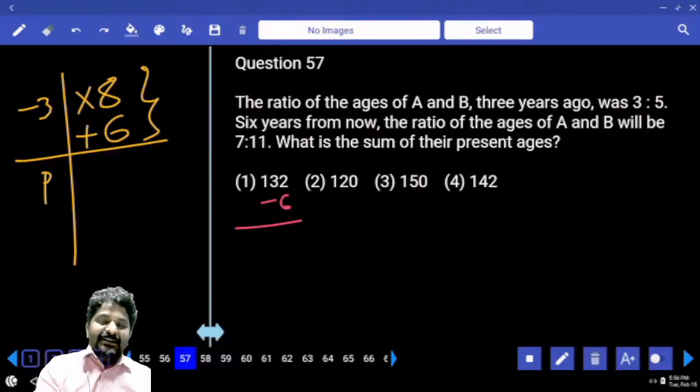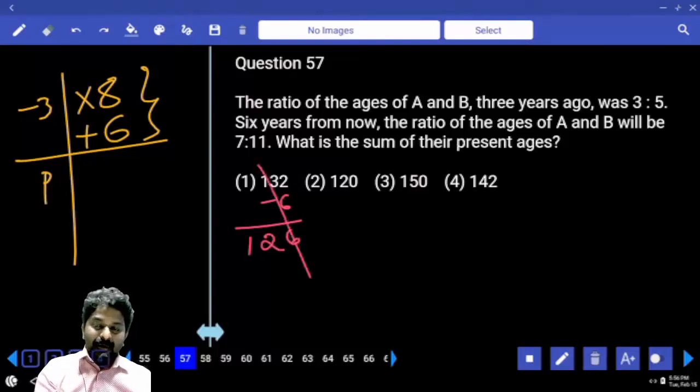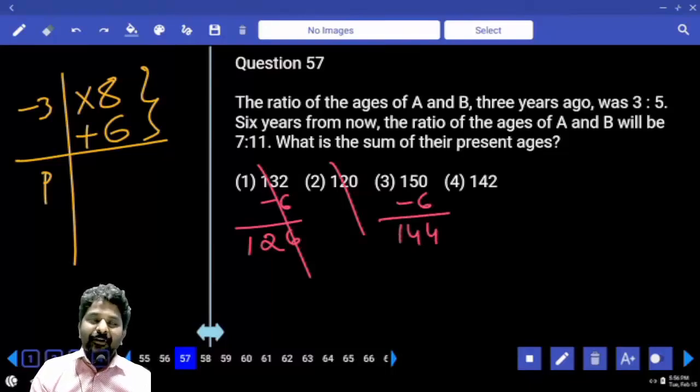If you subtract 6, it becomes 126. Is this 8 multiple? Second option is direct 8 multiple, right? So it cannot be your answer. From this, if you subtract 6, answer becomes 144. Is 144 8 multiple? Yes, 16 times. From this, if you subtract 6, it becomes 136. Is 136 8 multiple? Yes.